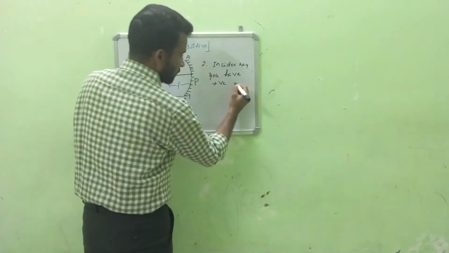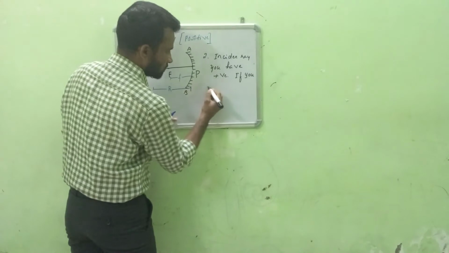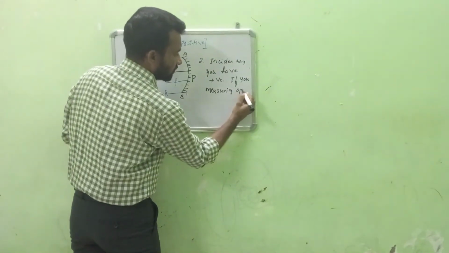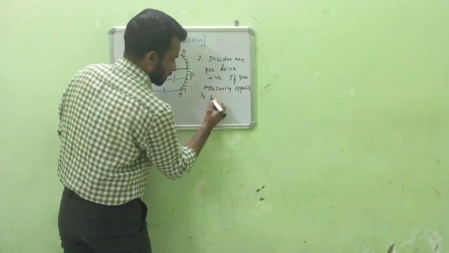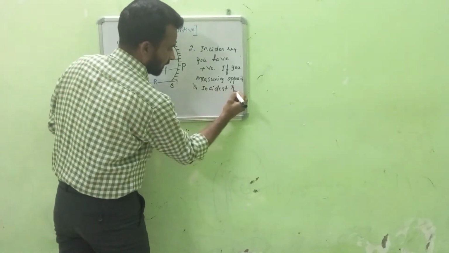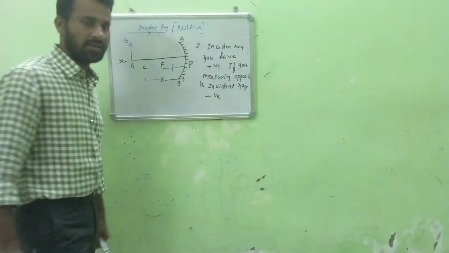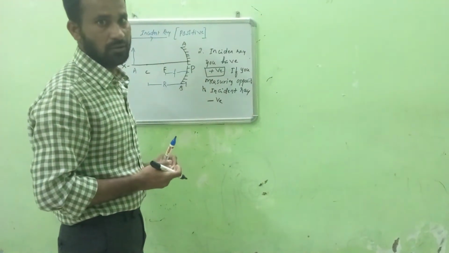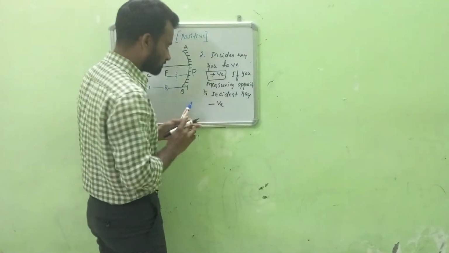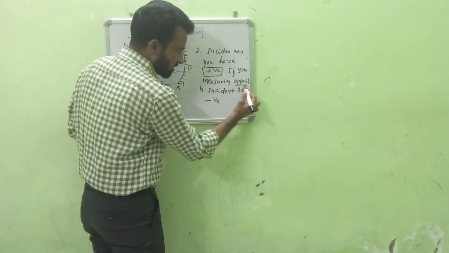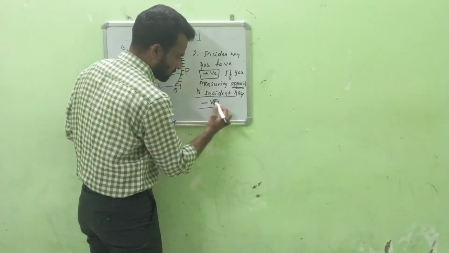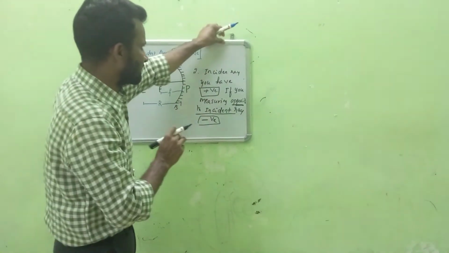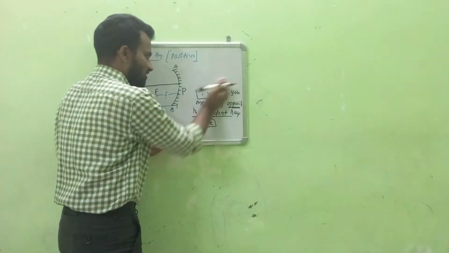If you are measuring values opposite to the incident ray, you have to take minus. Very clear, right? If you are taking the incident ray direction, you have to take the positive sign. And if you are measuring opposite to the incident ray, remember this word, opposite to the incident ray, you have to take negative. This is the second point. You must remember this condition. The second condition is completed.